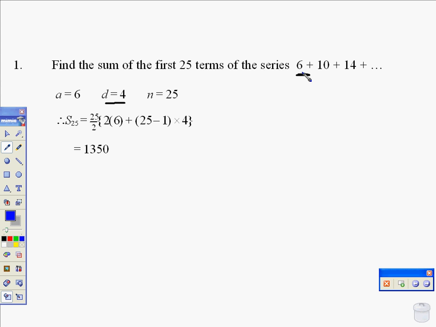But what we need to do is identify our first term. We've got a is 6. Our common difference is 4, and we can see that doing the subtraction, we get 4 each time. We've got n is 25, and we're going to apply the formula. There's n on 2, and bracket 2 outside of multiplied by the a and the (n minus 1) times the d, and put it in the calculator once we've done that, and we get 1350.